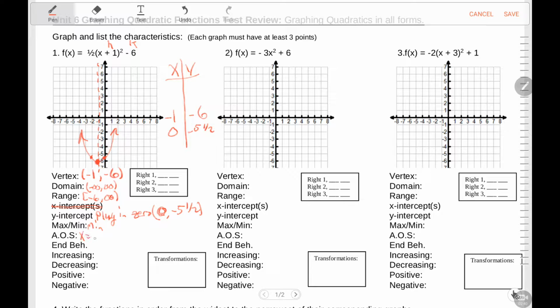Our axis of symmetry is x equals negative 1, so it's the x value of the vertex, where it gets cut in half. End behavior: as x goes to the right, it's going up. As it goes left, it's also going up. So as x goes to positive infinity, y values are going to positive infinity. And as x goes left, to negative infinity, the y values are also going up.